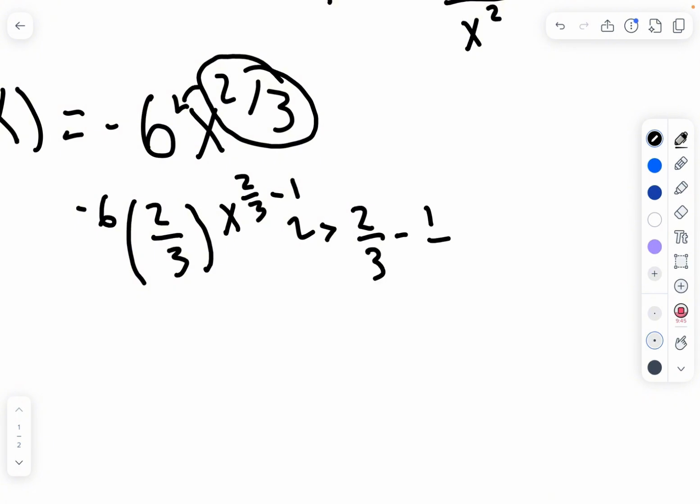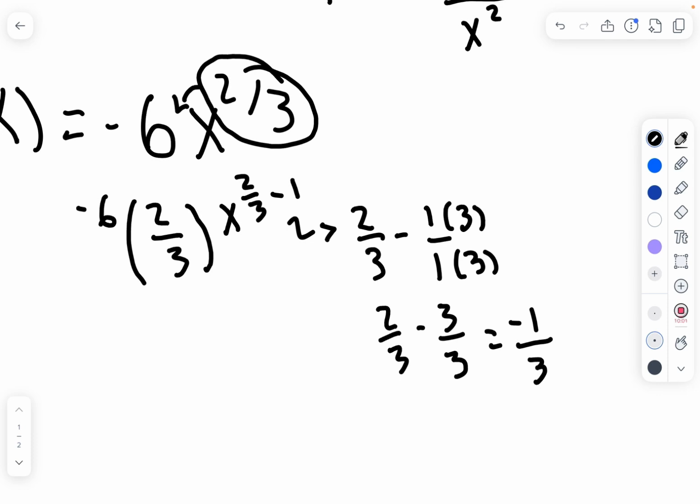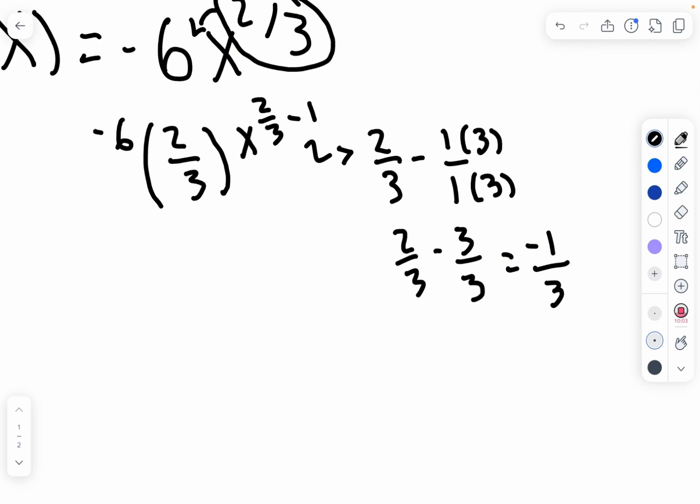So now we can do this math in the corner. We have 2 over 3 minus 1. In order to find this out, we have to have a common denominator. So we'll multiply the numerator and the denominator by 3. And then we're going to get 2 over 3 minus 3 over 3. 2 minus 3 gives us negative 1 over 3. Okay, so that's going to be our exponent.